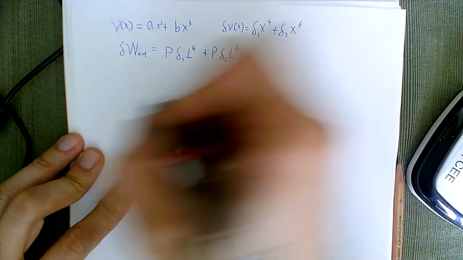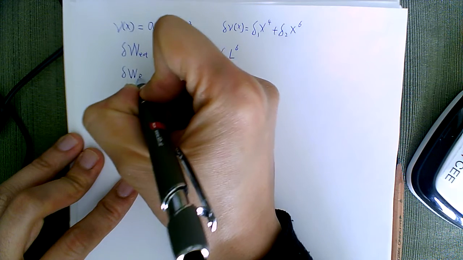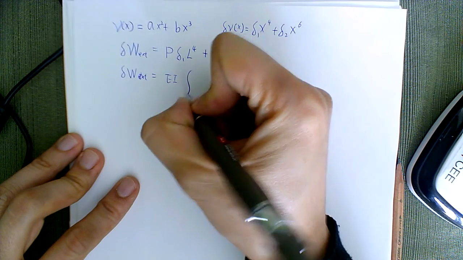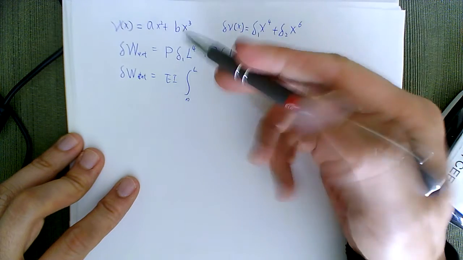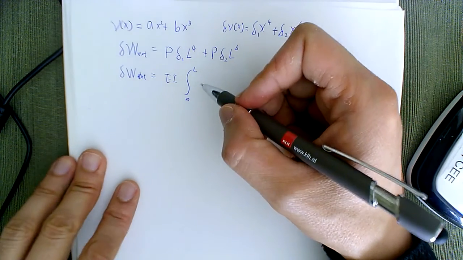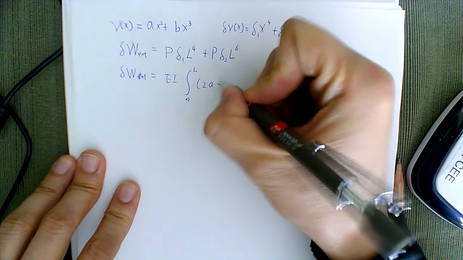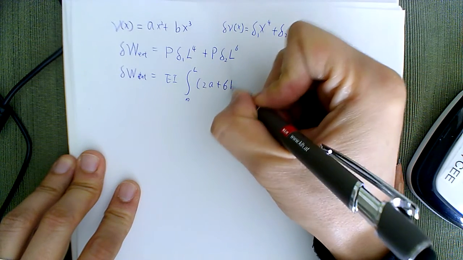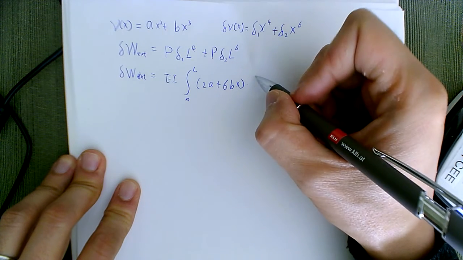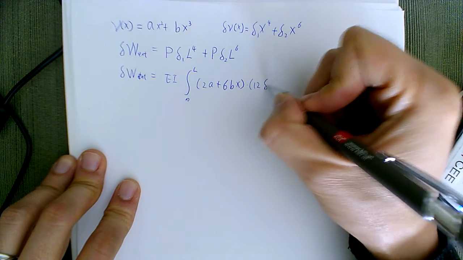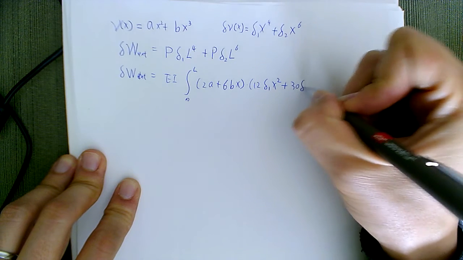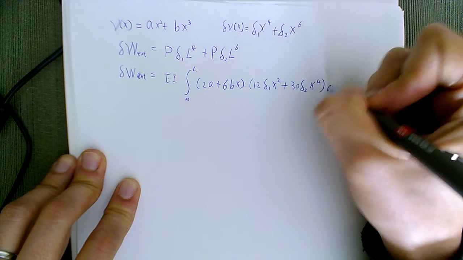Then the internal virtual work: this is the integral from 0 to L of EI times the second derivative of the displacement, which is 2a plus 6bx, times the second derivative of the virtual displacement, which is 12 delta 1 x squared plus 30 delta 2 x to the fourth, dx.